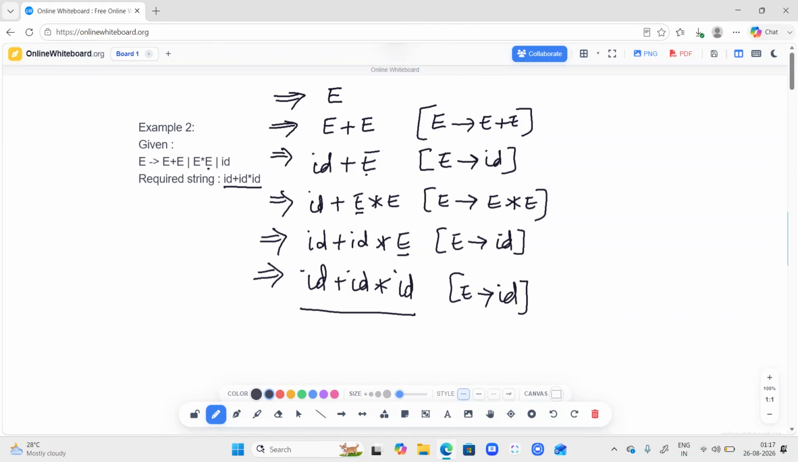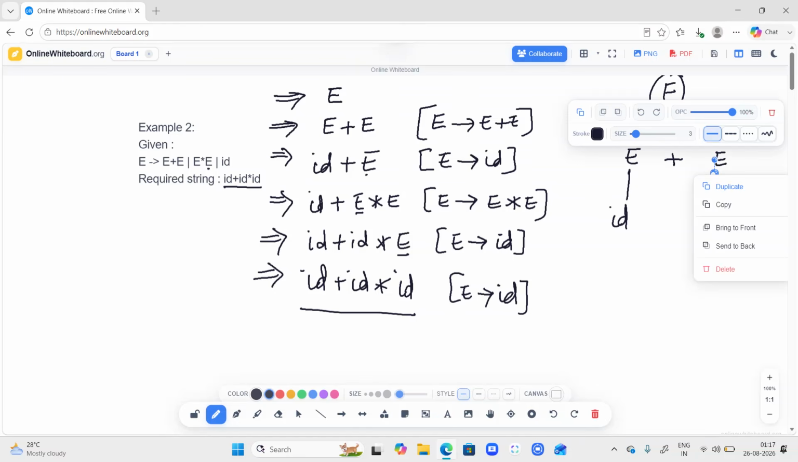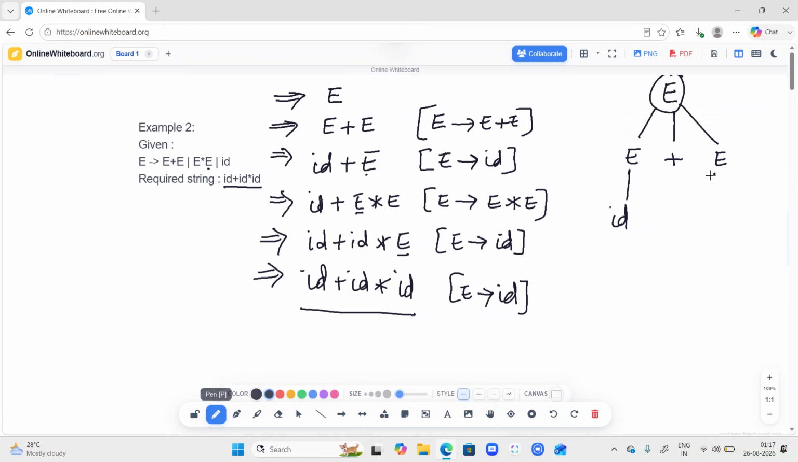Now let's see how to draw the parse tree for this. Root node is your starting symbol. I replaced it with E plus E. So there'll be three edges, E plus and E. After that, I replaced E with ID. And then I replaced capital E with E into E.